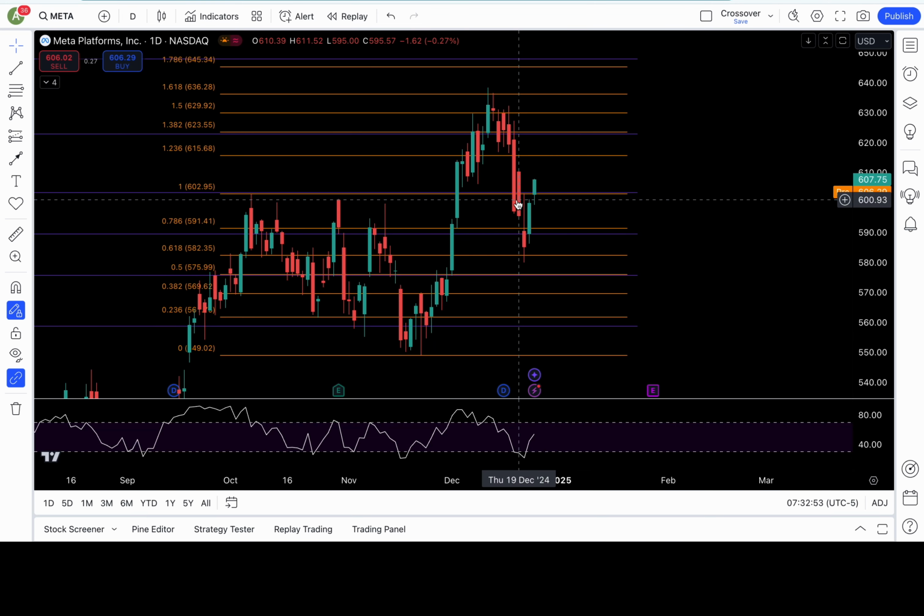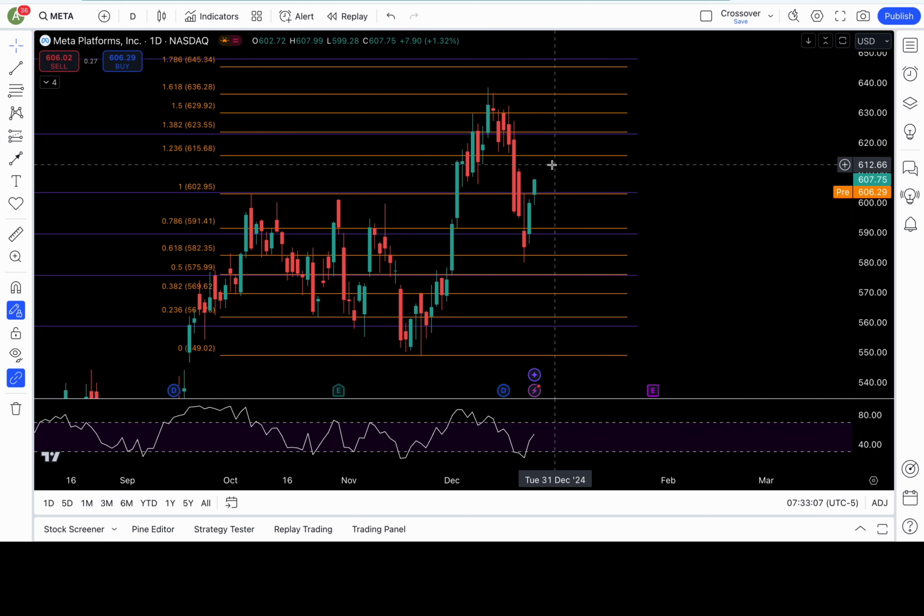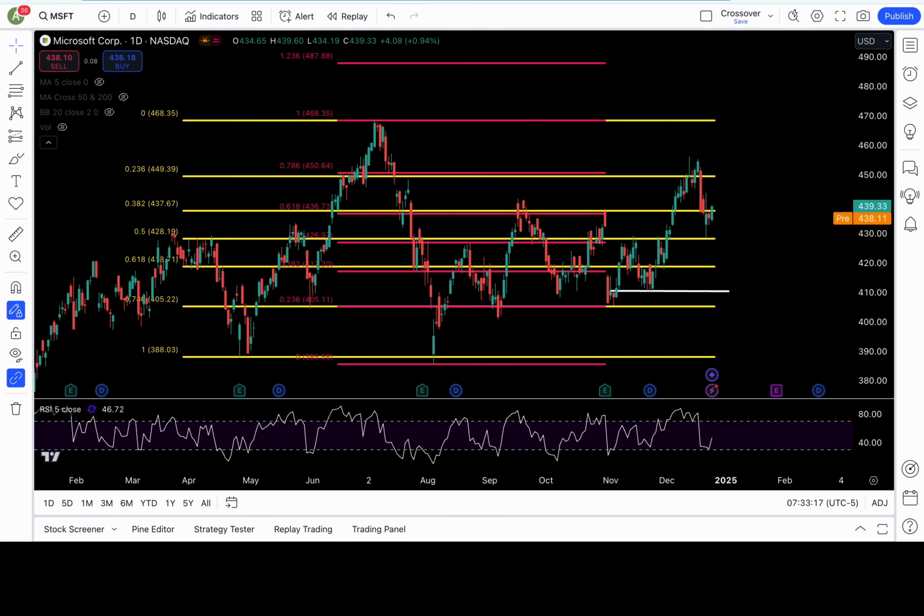Meta, very nice bounce. As of right now, I have resistance at 608 and 610. If those levels clear, I think we can go hit 614 and 616, and possibly even higher. If not, if support at 606, 604.5, and 603 fails, that's bearish. I would look to short with 600 or lower in play.